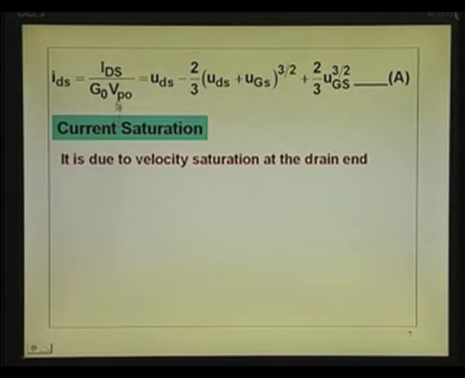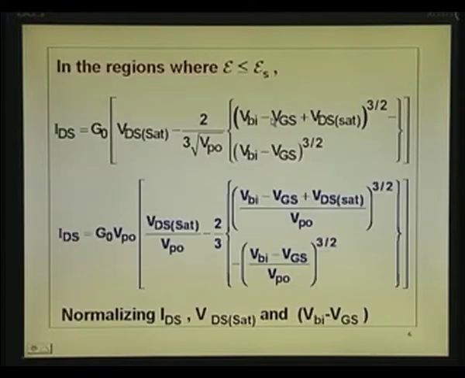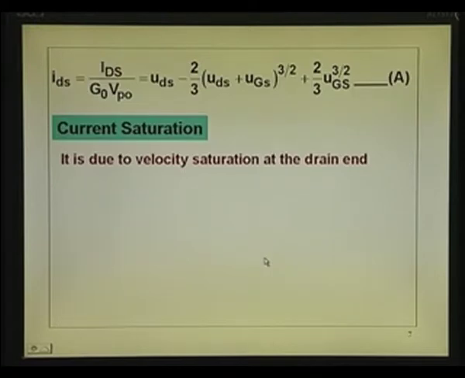IDS by G0 V p 0, that is the normalized value of IDS, is equal to UDS, which is nothing but V t sat divided by V p 0, the first term, minus 2/3 of UDS plus UGS to the power 3 by 2. Just go back once and see, minus 2/3 of UGS is this quantity and this is UDS, VDS by V p 0. So, that is how you get that, plus V b I minus V g s divided by V p 0 to the power 3 by 2, which is that.